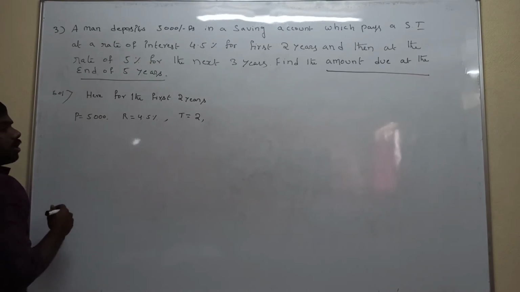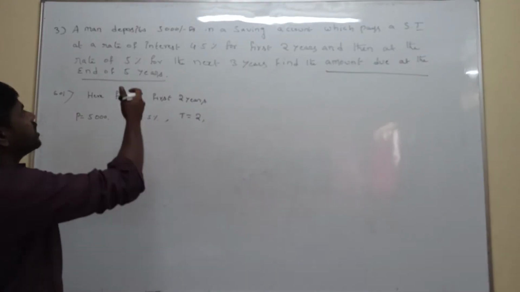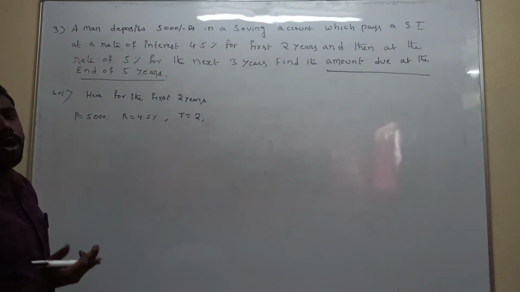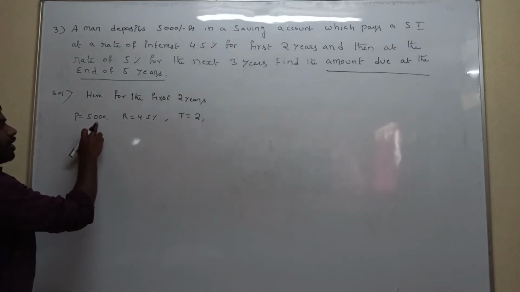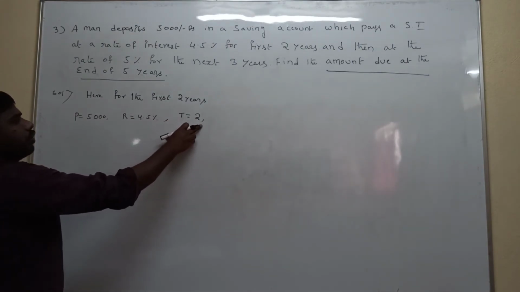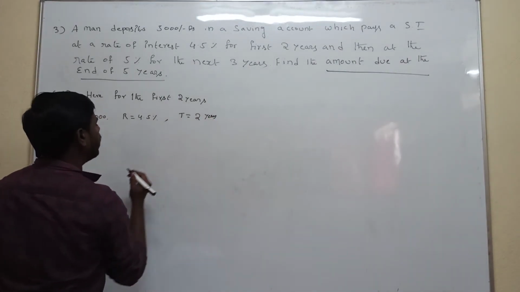What is the principal definition? A sum of money is deposited. That's why the money deposited, 5,000 rupees, is nothing but the principal amount. So P is equal to 5,000, R is equal to 4.5%, and T is equal to 2 years. Here also we need to calculate simple interest.